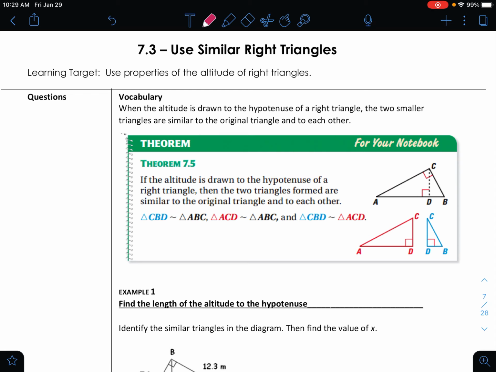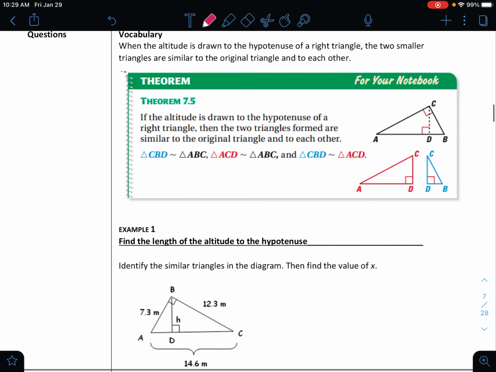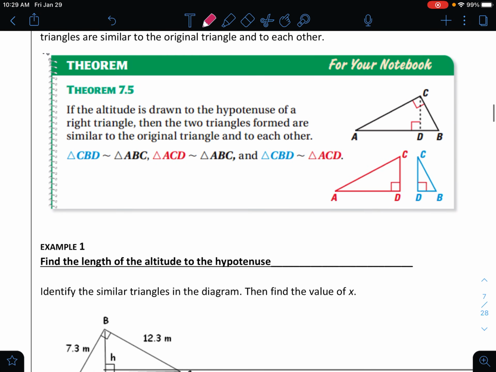All right, the next section we're going to look at is section 7.3, Use Similar Right Triangles. I want to jump to the theorem first, and the color coding on the theorem is pretty useful here. It says, if the altitude is drawn to the hypotenuse of a right triangle, then the two triangles formed are similar to the original triangle and to each other.